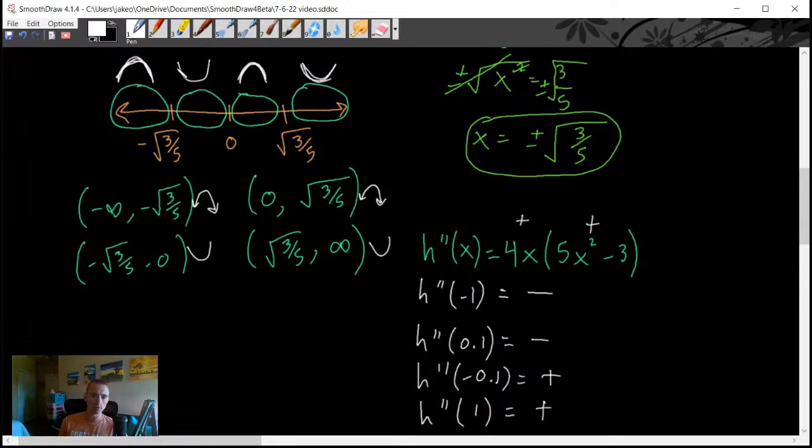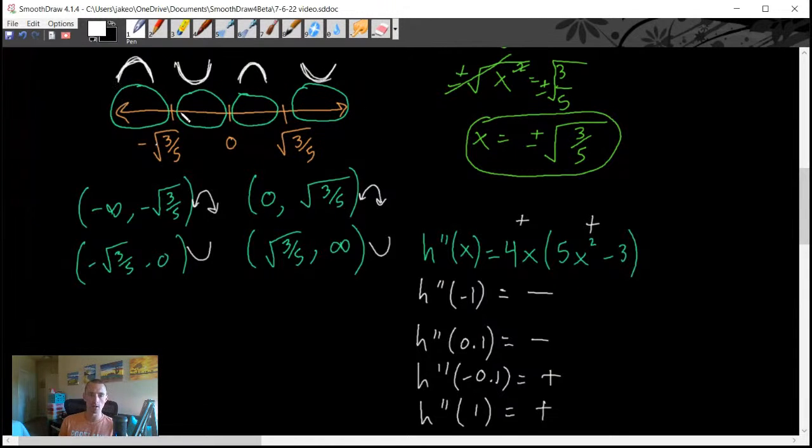So basically our original function we know now is concave down over this interval, negative infinity to negative √3/5, concave up from negative √3/5 to 0, concave down from 0 to positive square root of 3/5, and concave up from positive square root of 3/5 to infinity.